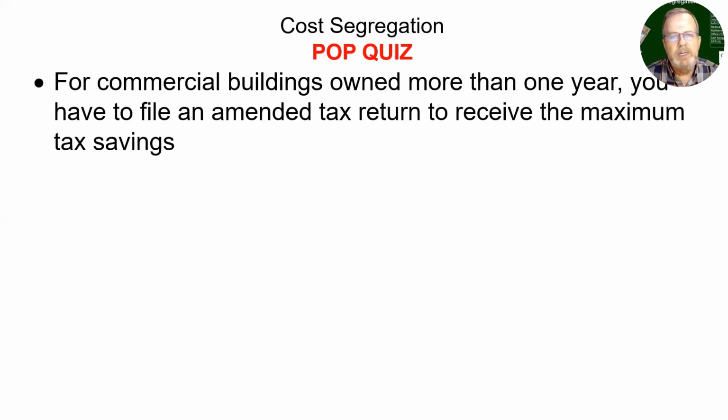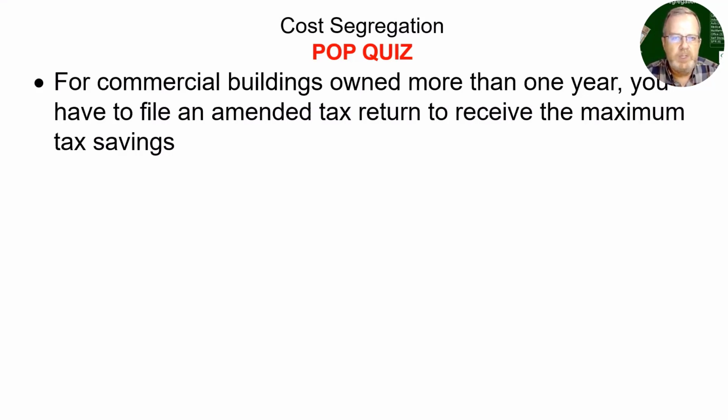There's another one. For commercial buildings owned more than 1 year, you have to file an amended tax return to receive the maximum tax savings. People are thinking, huh? True. That is false. You can own it for 5 years, and then what you need to do is file a change of accounting form, and that's what we can help provide.